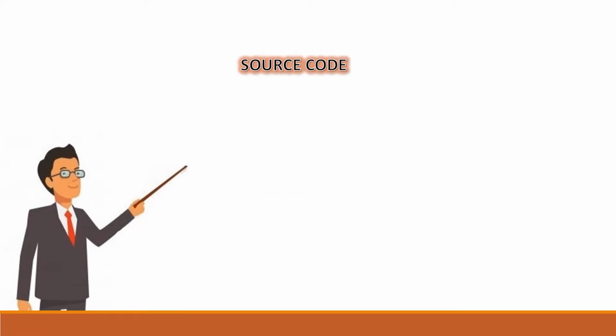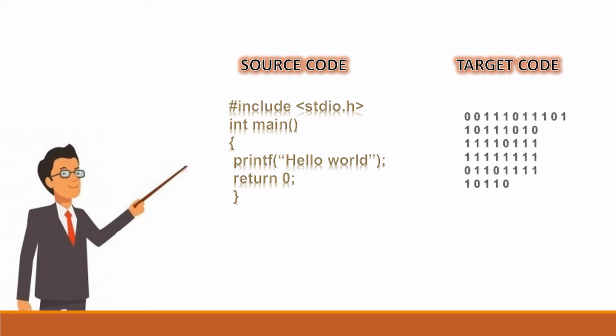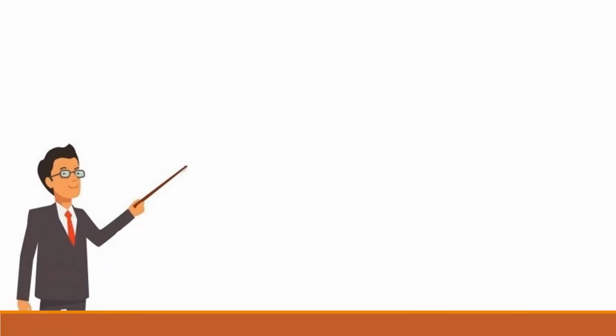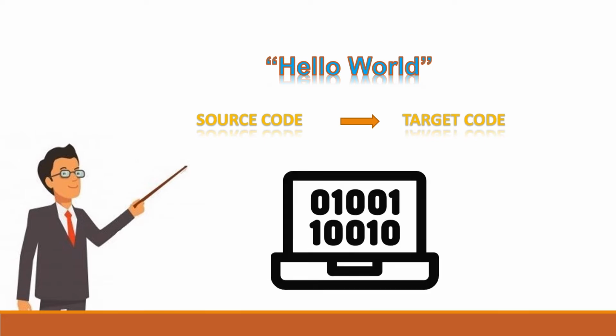Source code. #include <stdio.h>. int main. printf hello world. return 0. We will get target code from source code like this in the form of zeros and ones. Here, we are given a source code to print the hello world. It converts our entire source code into target code, which is understood by the machine, which is in the form of binary digits zeros and ones.